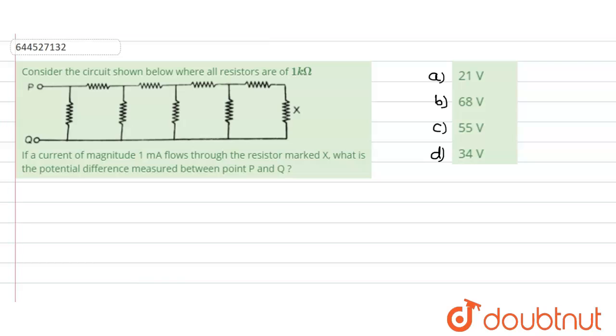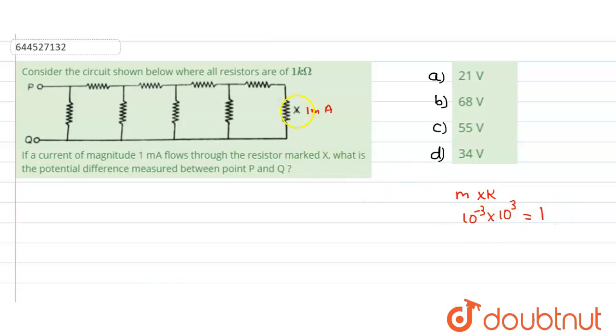Now what is given? The value of the current is 1 milliampere, flowing through here, and the value of the resistance is 1 kilo ohm for all the parts. First of all, we should know that if you multiply milli with kilo, milli is 10 raised to the power minus 3 and kilo is 10 raised to the power 3, so they cancel and turn out to be 1. We should remember this fact.